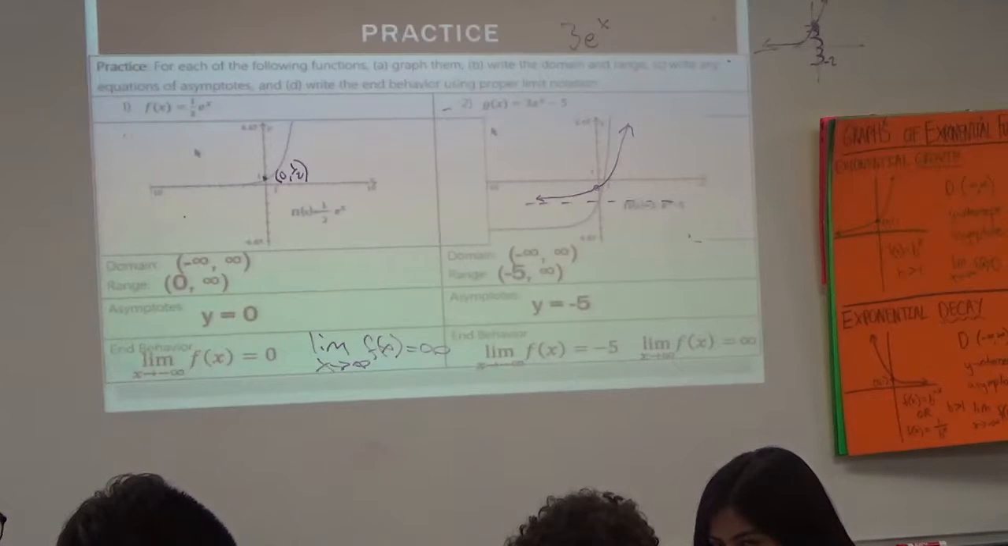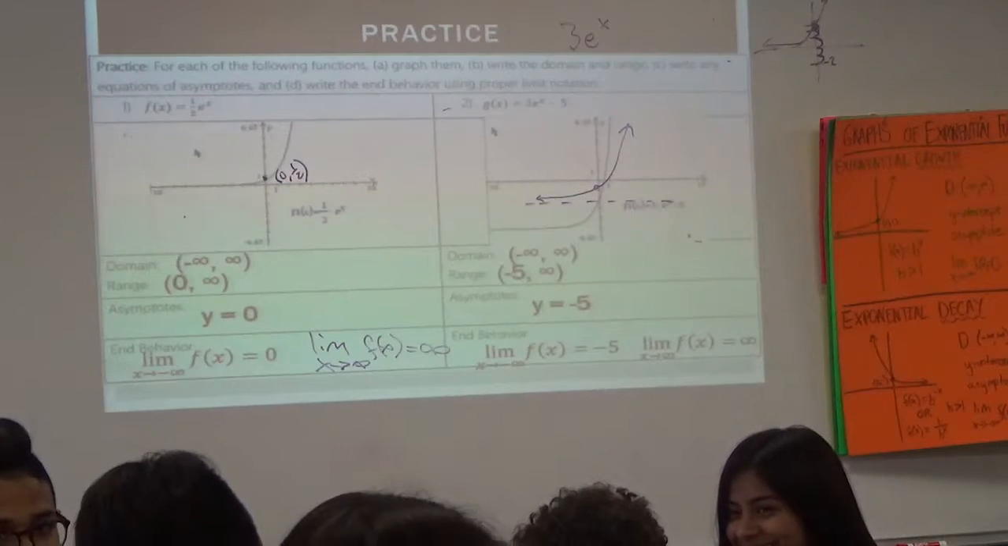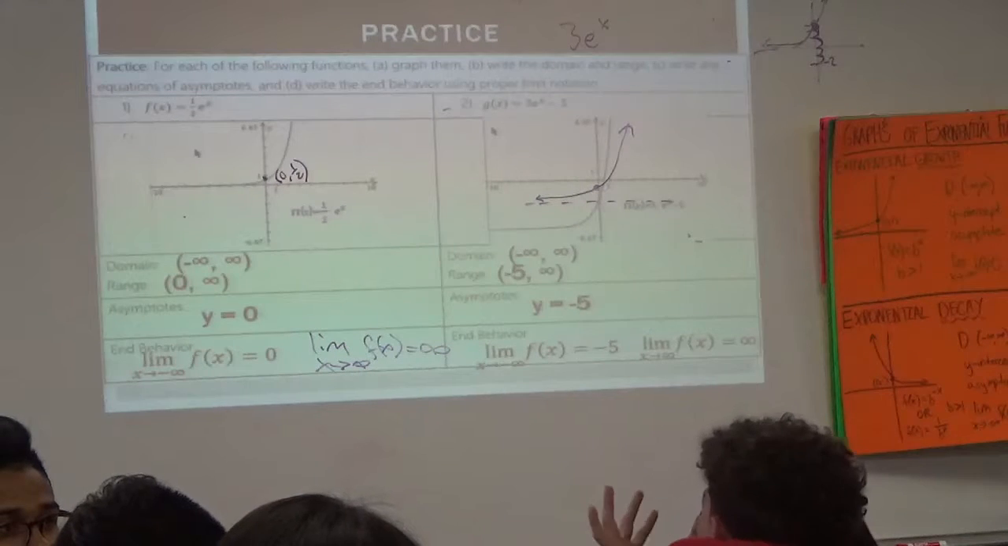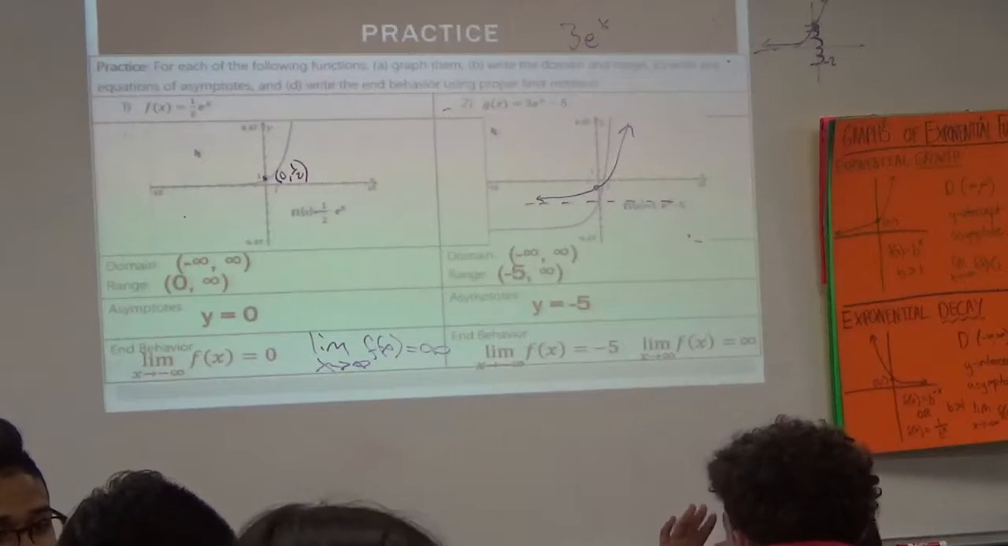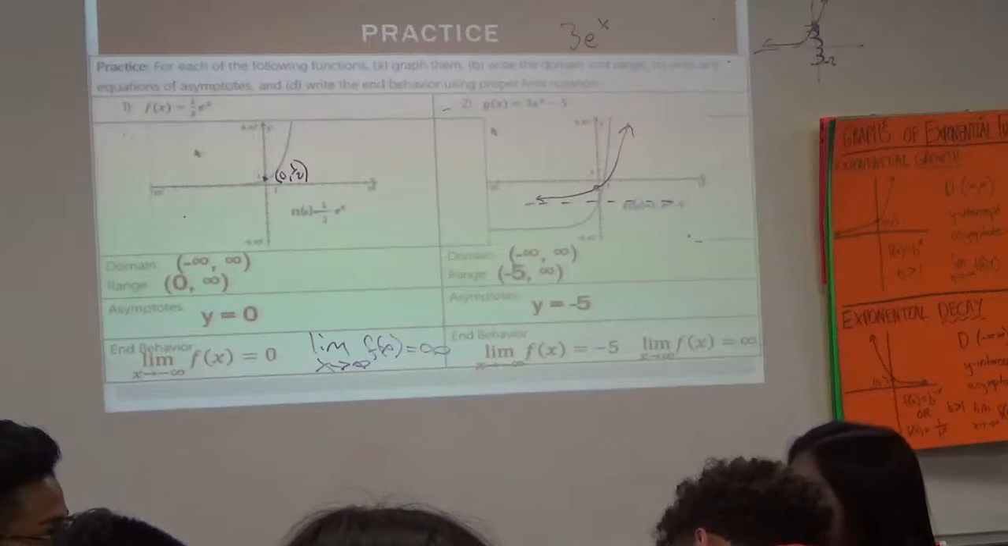I think I got those in the right spot. They're so small. But it's approaching it. Doesn't touch 0. So notice that's why we put a parenthesis on 0. Oh, okay. 7? Yep.